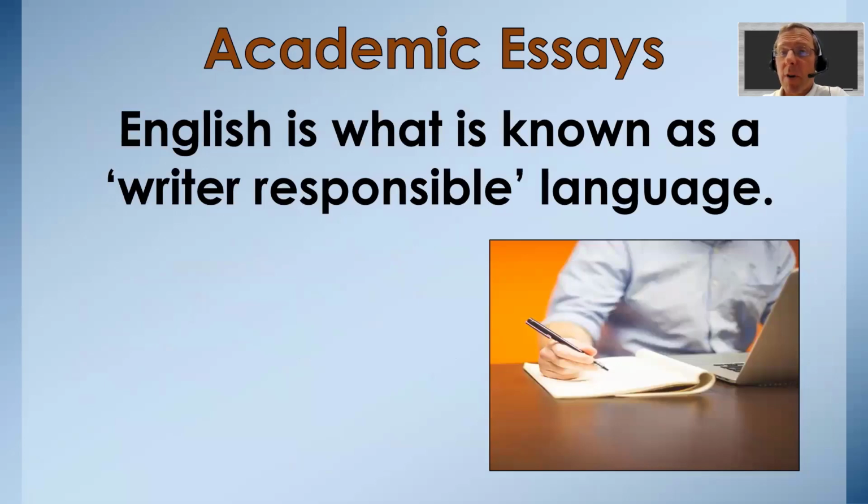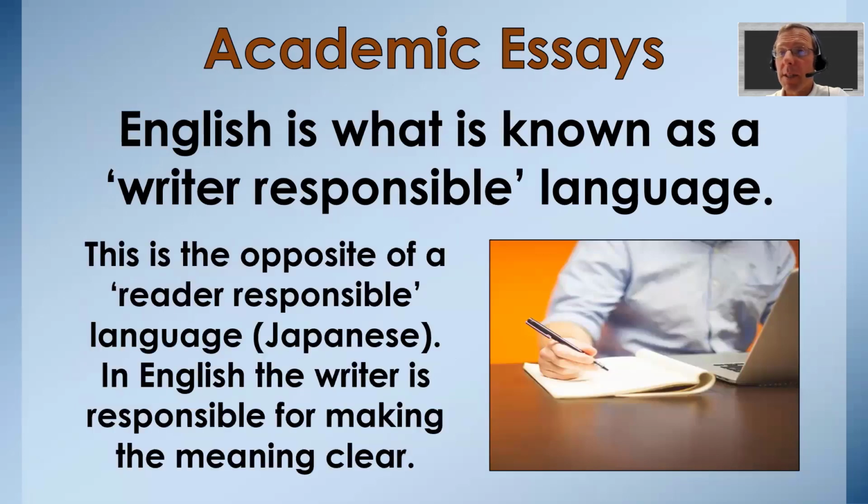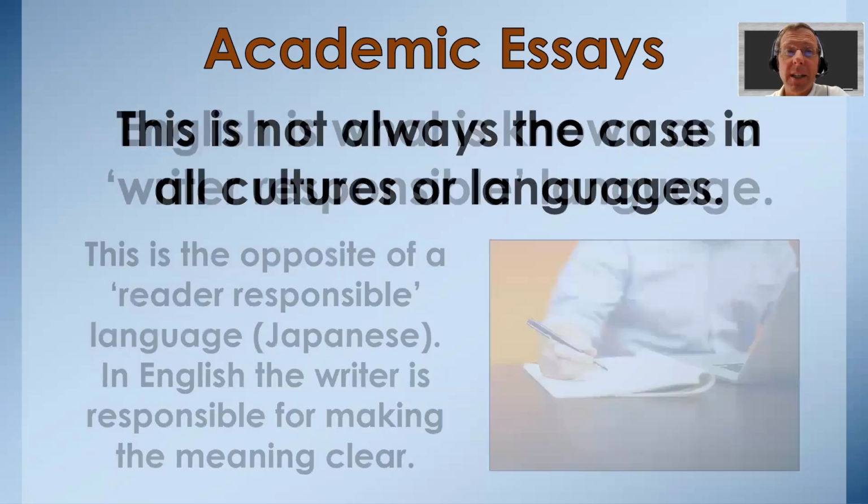English is what's known as a writer-responsible language. That means as a writer, it's your responsibility to be clear and direct and to construct meaning for your audience. Bear in mind, this is not the same in all cultures. In some cultures, like Japan, writing is reader responsible. In other words, the reader is responsible for making meaning from the text. So in order to allow the reader to do that, the writer should not be very direct. They should leave the text open to interpretation. Bear in mind that English is not like that. It's your responsibility to make the meaning clear.